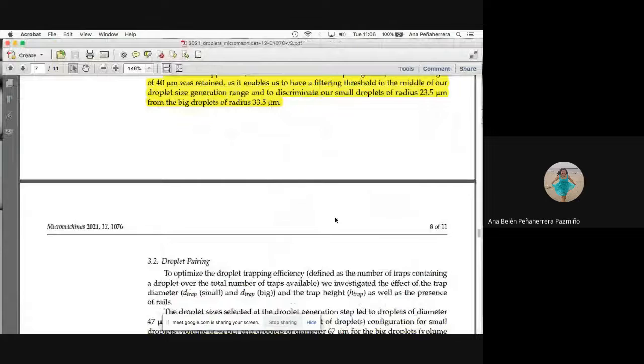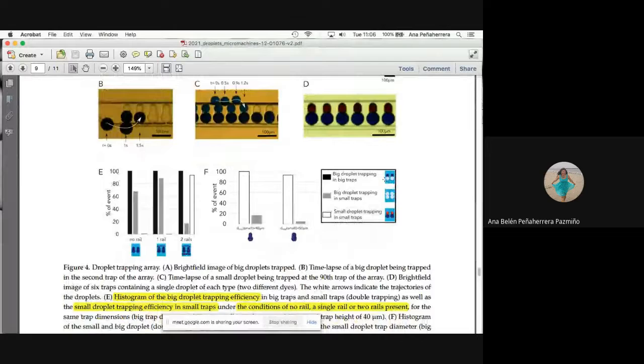And I just wanted to show you here what they change. The big droplets trapped in the big traps are represented here in black. When the big droplets are also trapped in the small traps, it's represented in gray. When they use just one rail or no rail, but if you use two rails, then you have a high frequency of right events. And the white one represents the small droplet trapped in the small traps. With these two options, they chose the 40 microns distance for the best separation.